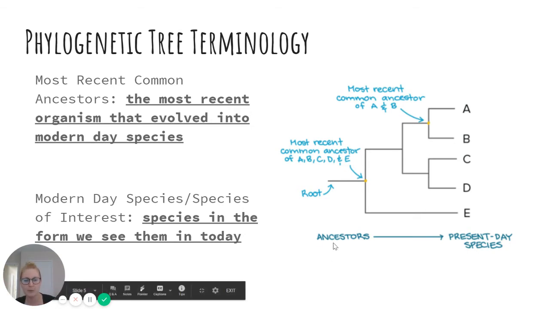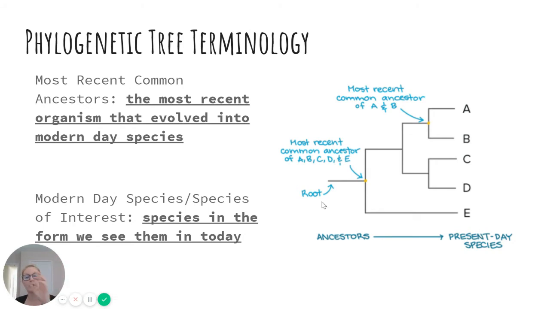But if we look at sort of this time frame, the ancestors are shown farther back. The modern or present day species are shown at the end of the diagram, at the end of the tree. So we're essentially looking at a timeline. If I wanted to compare organism A and D, let's say, I would have to go tracing all the way back to right here. That would be the most recent common ancestor of organism A and D.